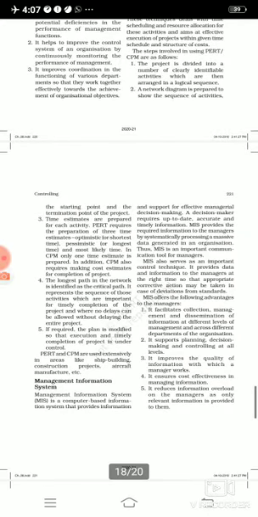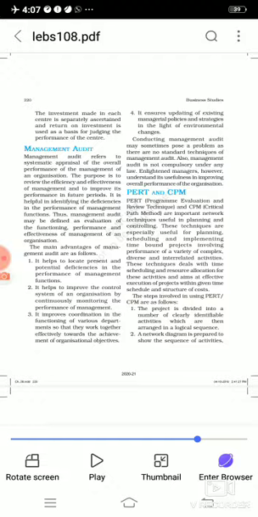Next, it ensures updating of existing managerial policies and strategies in the light of environmental changes. After the observation of the different functions of management, if a manager finds that there are any policies which need to be changed, they can be changed. So this is all about management audit.